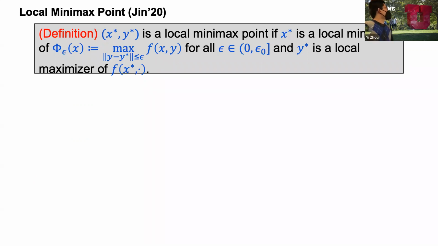So X star, Y star is called a local minimax point. Basically everything in the definition of global minimax is localized. For example, now X star is only required to be a local minimizer of this phi function. And even for the phi function, it is locally defined within a neighborhood of this Y star. At the same time, Y star is only required to be a local maximizer, a local best response to this function f at X star. So basically everything is localized.